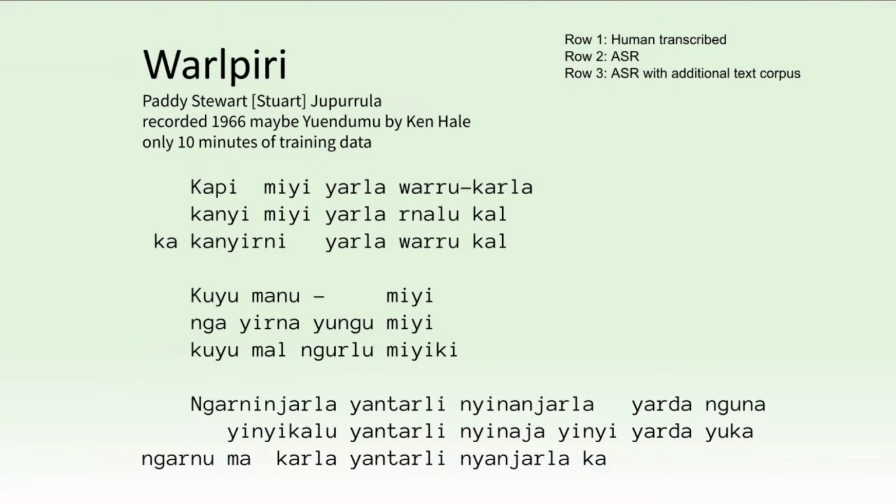Here are some more results. This is from a language in Central Australia, which shows some really extraordinary results from a tiny amount of training data. So the top row again here is the human transcription. The middle row is something that has been generated by the speech recognition system. And the third row is also from the speech recognition system, but some additional text corpus has been added to build up its knowledge of the words.